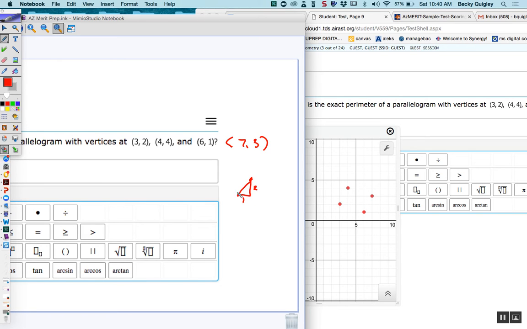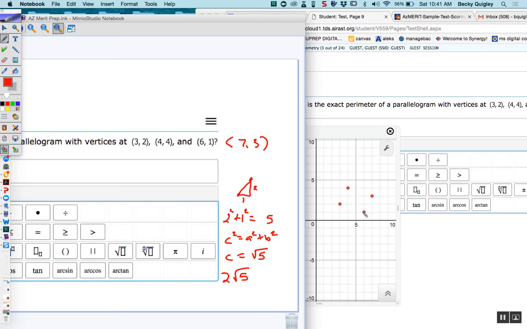So remember, if you want to find this distance, you could just use the Pythagorean theorem. 2 squared plus 1 squared is equal to 5. Remember, Pythagorean theorem is c squared equals a squared plus b squared. So c is equal to the square root of 5. And we know that we have 2 sides of that length. So that's going to be 2 times the square root of 5.